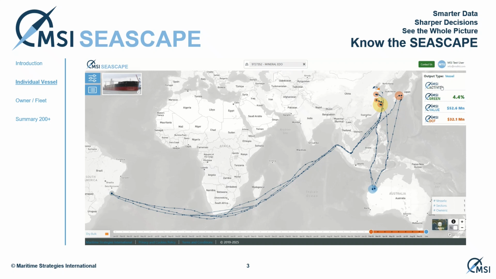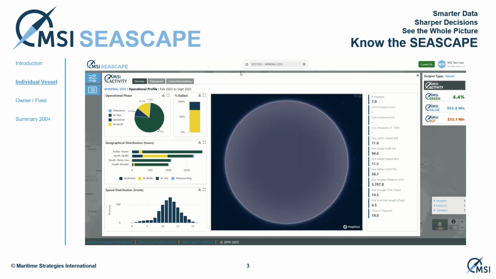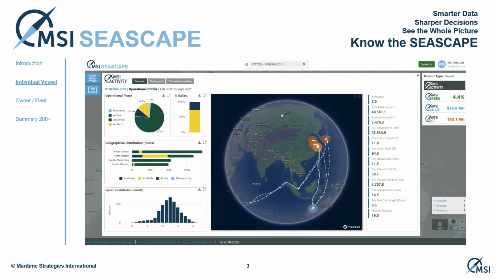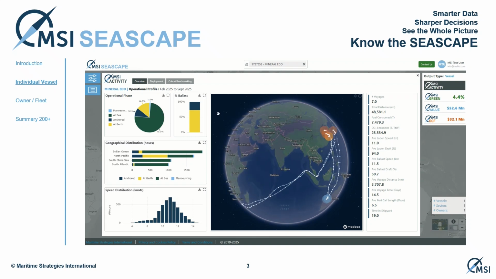The first is the MSI Activity section, and this then loads up that trading pattern for the ship, and there's extra information here on the speed distribution, geographical distribution, its operational profile, i.e. time spent at sea, anchored, manoeuvring, moored, and percentage spent in ballast. There's also on the right a list of KPIs, so the number of voyages undertaken by the vessel in the selected period, plus total distance, fuel consumed, and other KPIs listed here.